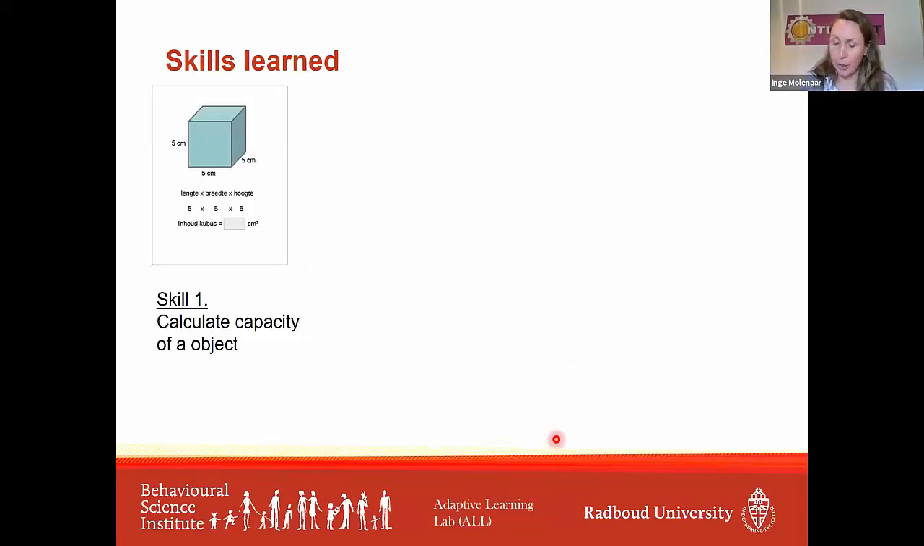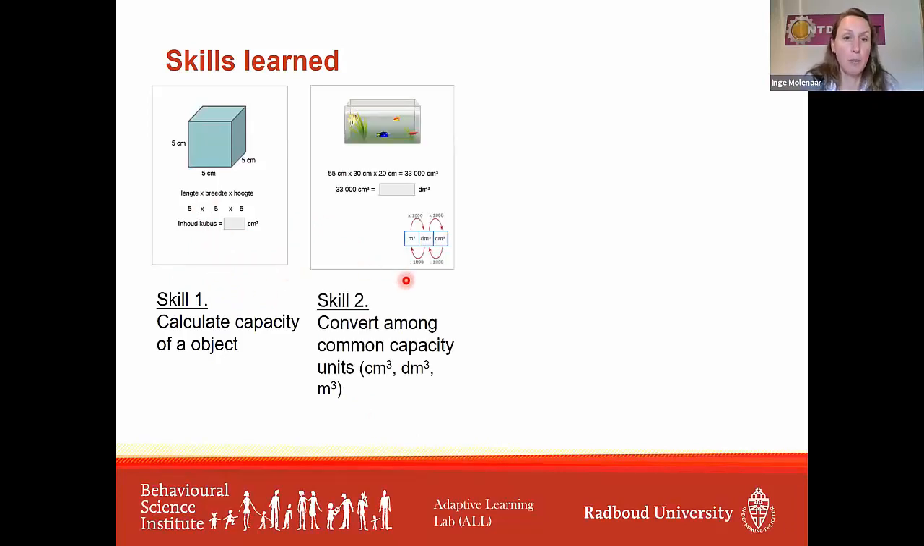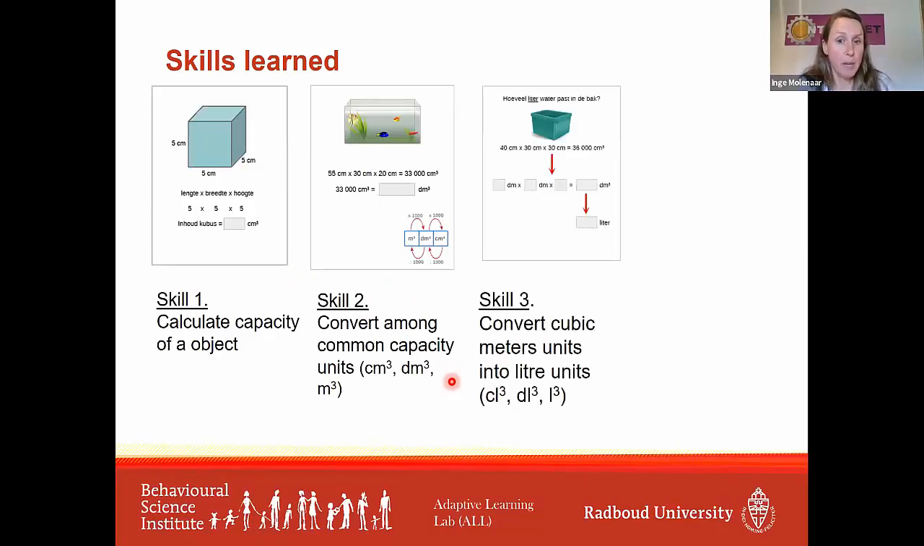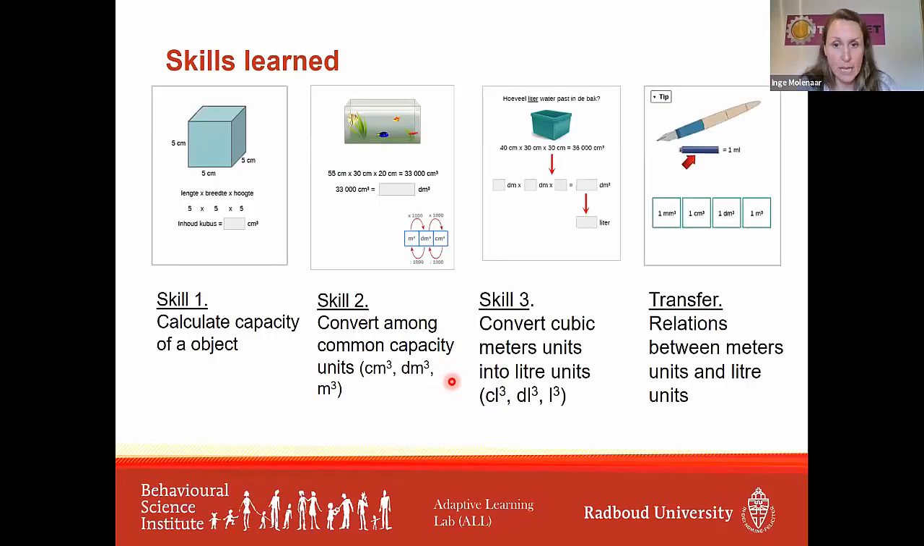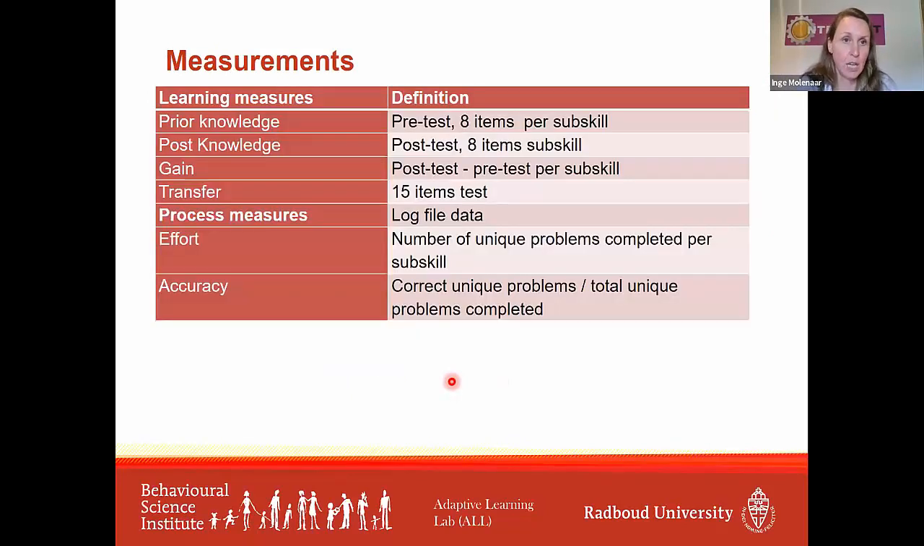The skills that were learned in this particular experiment were to calculate the capacity of an object, to translate the capacity into different capacity units, to revert capacity from one unit to another, and the transfer skill sort of encapsulated all these different skills together. Measures we took were the prior knowledge, 8 items per subskill, the post knowledge, 8 items per subskill as well. Gain could be deducted based on that, and transfer test was 15 items.